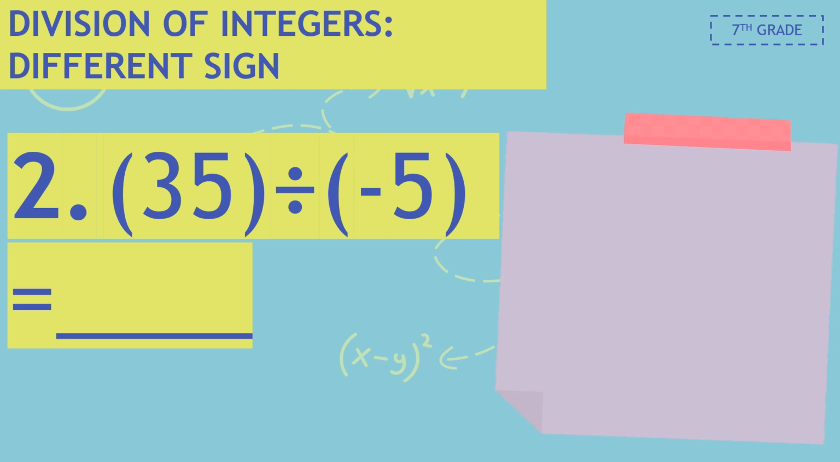Again, different sign sila kasi yung first natin na given ay positive while the second given is negative. Okay, so let's have the long division again. 35 will be put inside and negative 5 will be in the outside. Okay, so ilang 5 daw po ang meron sa 35? Okay, so 35 divided by negative 5 is equals to negative 7.